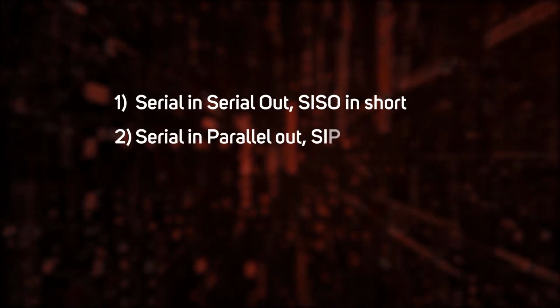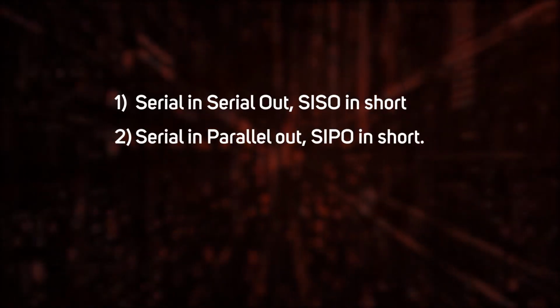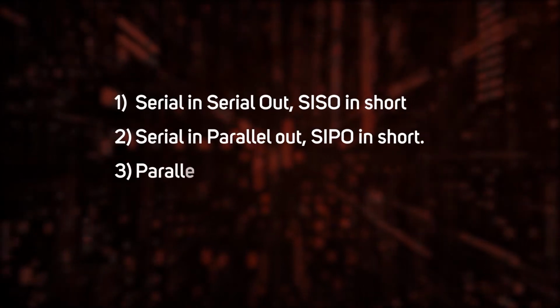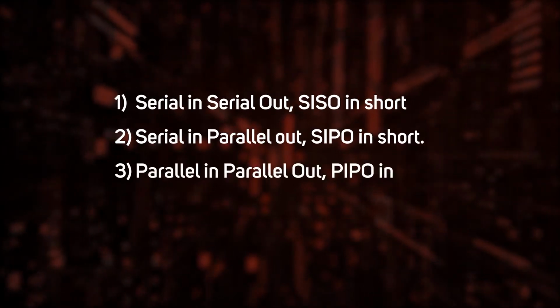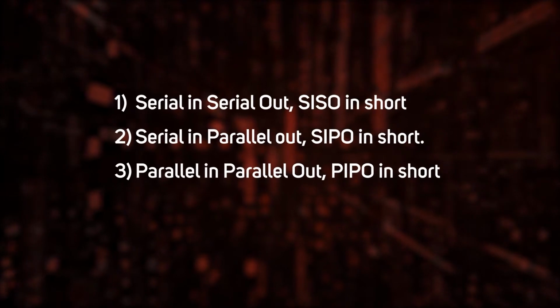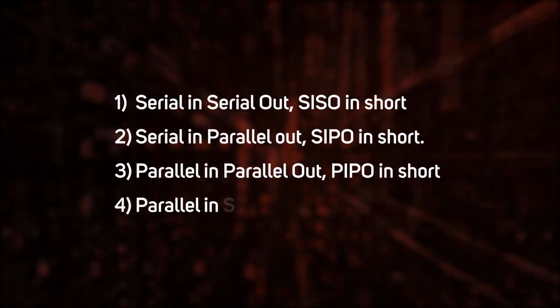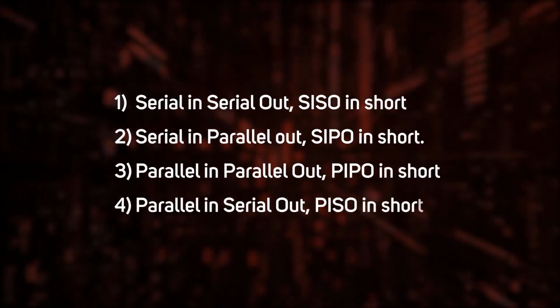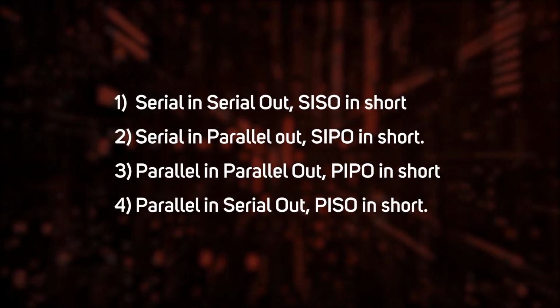To continue with, these shift registers operate in 4 different modes. What are the 4 modes? First one, serial in, serial out, known as SISO in short. The next, serial in, parallel out, known as SIPO. Then the third one is parallel in, parallel out, PIPO in short. And the last one, parallel in, serial out, called as PISO in short.